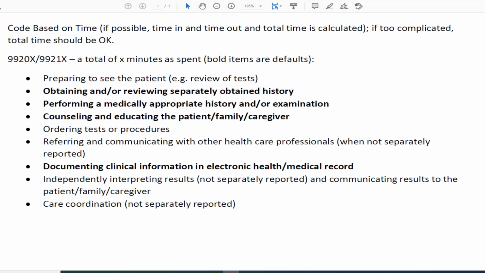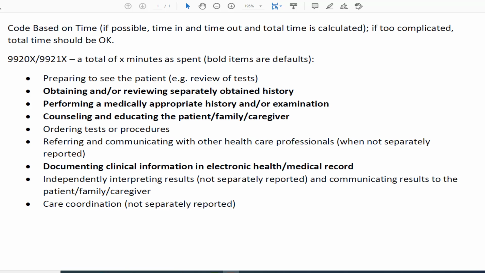Ordering tests or procedures. So if you're going to order x-rays or other tests, the time that it takes you is included in this time. Referring and communicating with other healthcare professionals when not separately reported. So if you're having to refer out to another doctor, or call another doctor to refer your patient to, that is also included in the time, right?